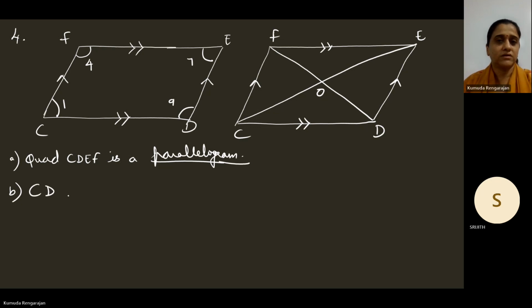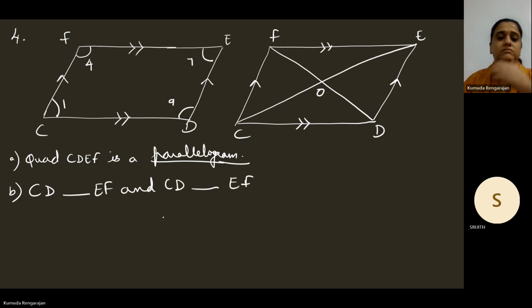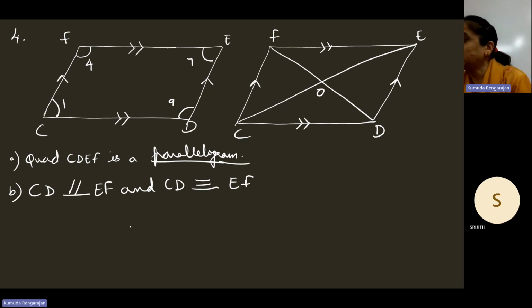CD is parallel to EF and CD is equal to EF. In a parallelogram, opposite sides are parallel and equal.